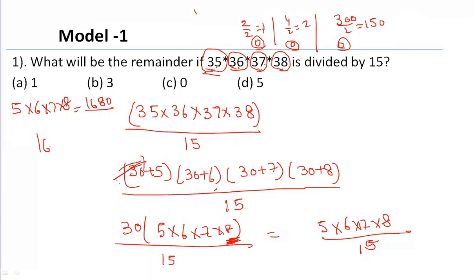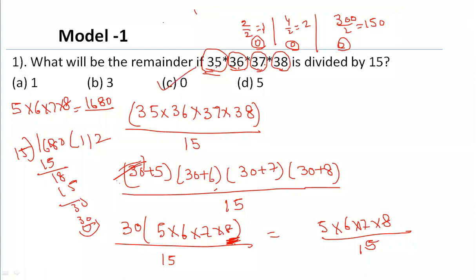1680. Check whether this 1680 is divisible by 15 or not. Okay. So 15 ones, that is nothing but 15. And next, 15 twos, that is equal to 30, which is exactly divisible by 15. That means the remainder of the question is nothing but 0.